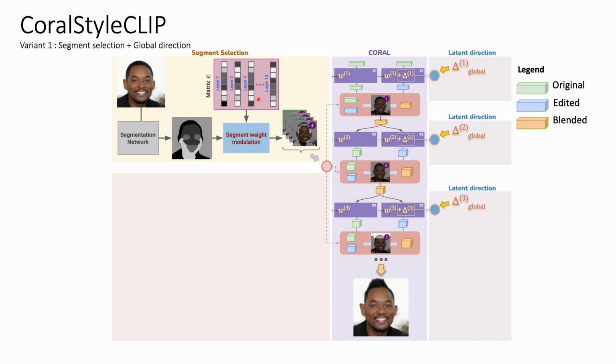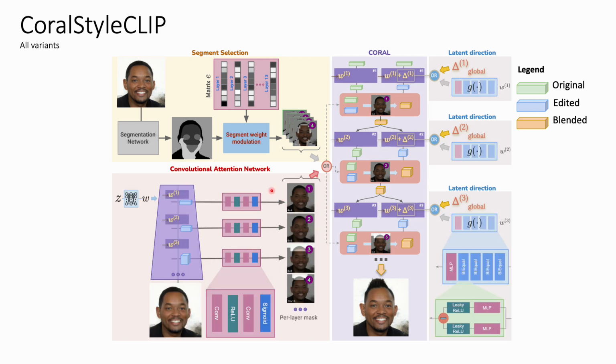Hence, we propose another approach for region selection by using convolutional attention networks. In the case of convolutional attention network, we predict per layer masks based on the feature from StyleGAN network by learning a dedicated per layer attention network for the fixed input text prompt. As demonstrated in the results section, this approach yields improvements in the edit quality in comparison to segment selection approach. Similarly, we also demonstrate another variant of latent direction based on the mapper network. Unlike global direction, latent mapper module learns a customized edit direction for the input image.